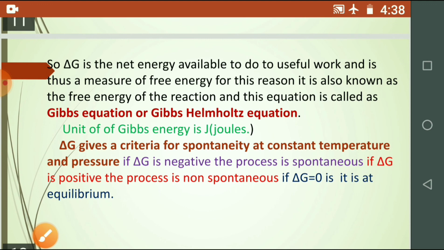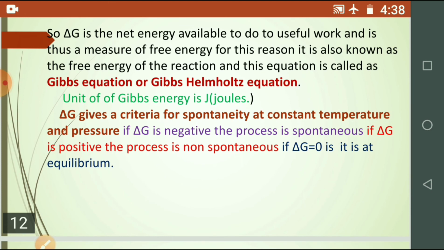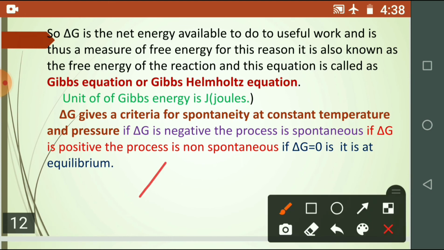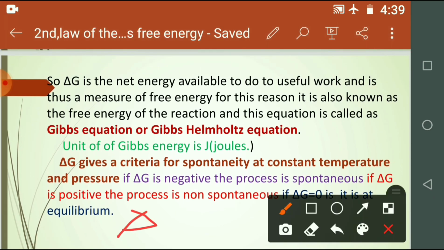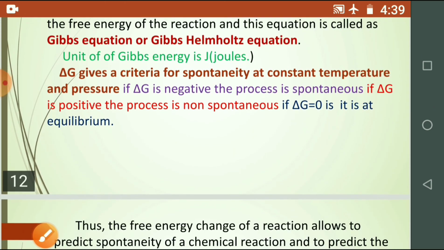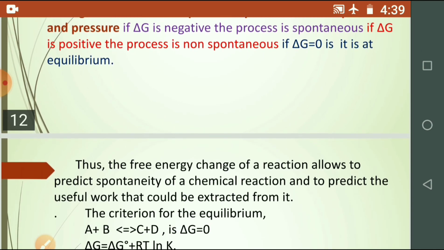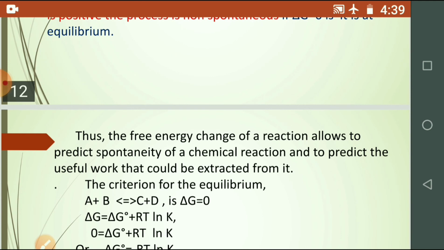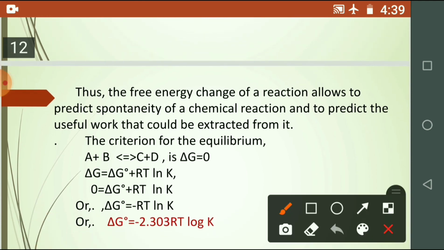This change in the free energy gives a criteria for spontaneity at constant temperature and pressure. If delta G is negative, delta G less than 0, the process is spontaneous. If delta G, the change in free energy, is greater than 0, then the process is non-spontaneous. If delta G is equal to 0, then we say that the process is at equilibrium. Thus, free energy change for a reaction allows us to predict spontaneity of a chemical reaction and the useful work that could be extracted from it.